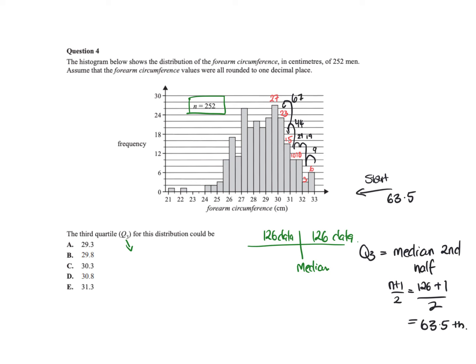So we needed to get to the 63.5. So what that means is we'll be there and it'll be somewhere in this column. So if we go down, it's going to be somewhere between 30 and 30.5. So we're saying Q3 is somewhere between 30 and 30.5. So there's only one number that is in between that range, and that's C.